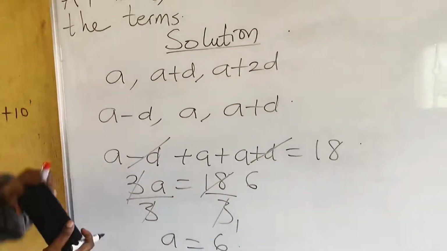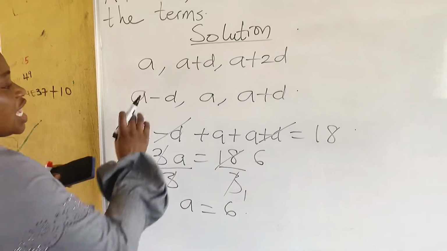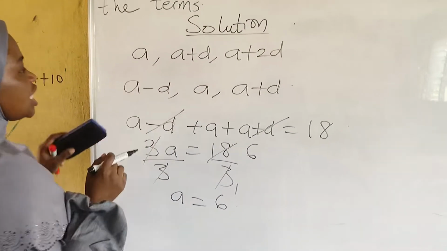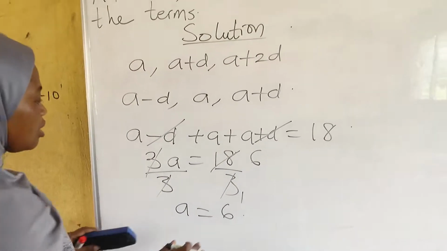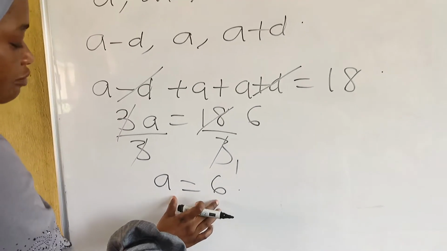So you can see that from these consecutive terms, we easily eliminate D. That is why we choose this one. Instead of the other one, it will complicate the issue. So from here, we can easily find the value of D since we now know A.